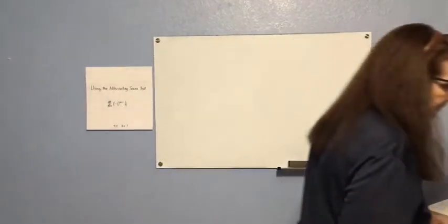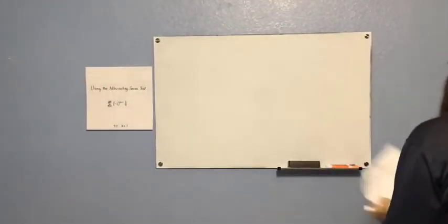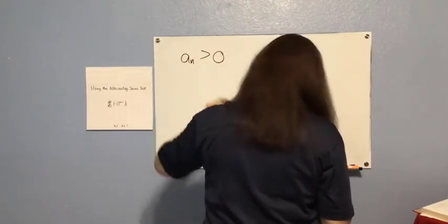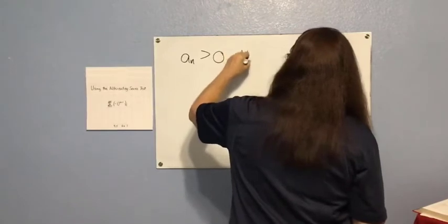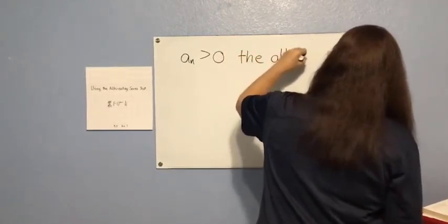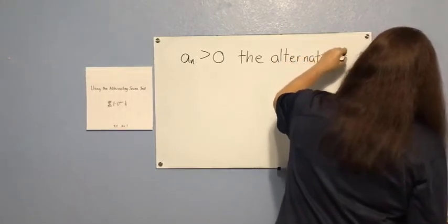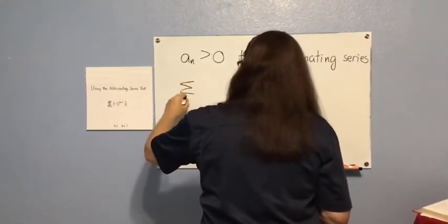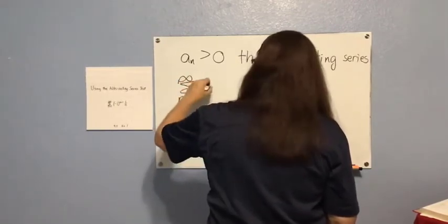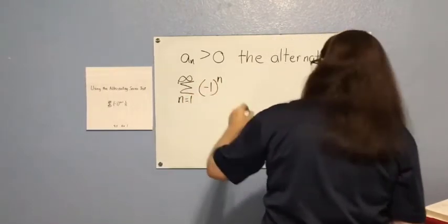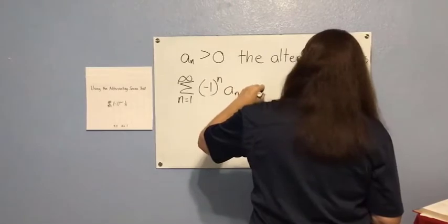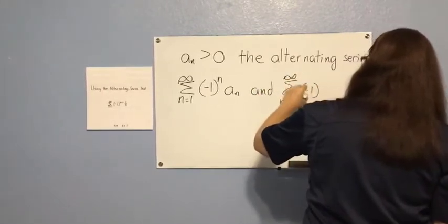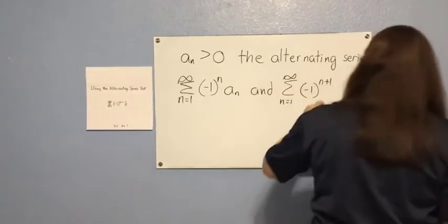which says if a sub n is greater than 0, the alternating series, and there's two of them, -1 to the n times a sub n, and -1 to the n plus 1 times a sub n.